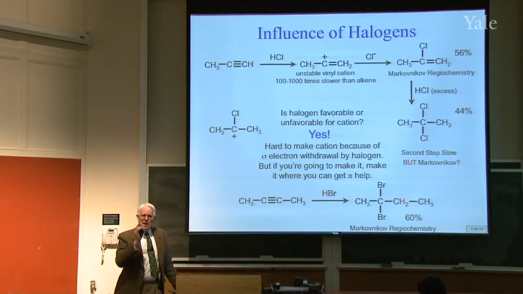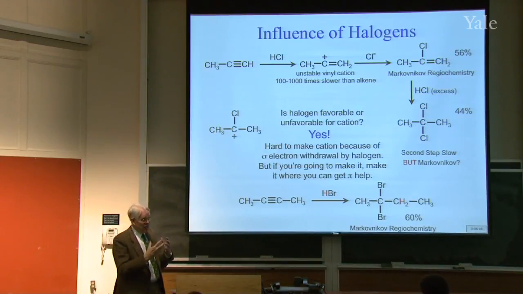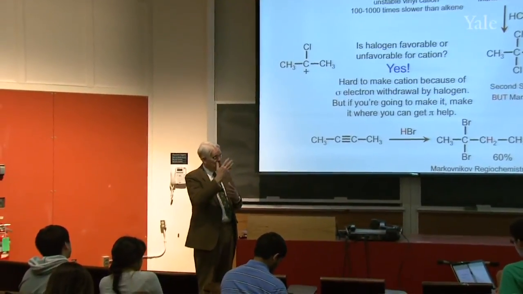Okay? So that's really, I think, interesting about the halogens, that they can be deactivating, but still want to have the cation next to them because of the different role of the sigma electrons and the pi electrons.